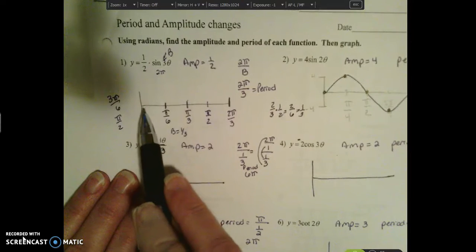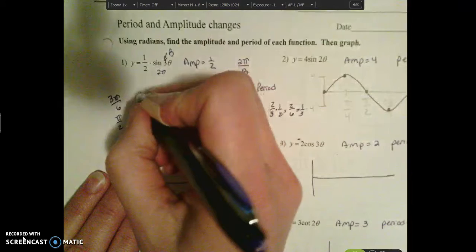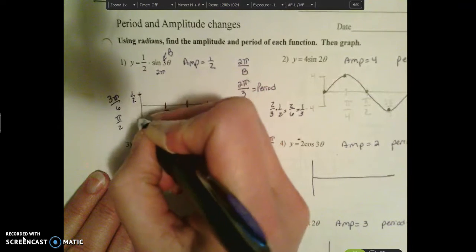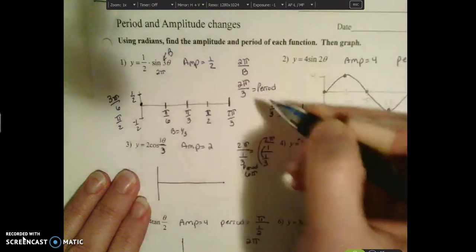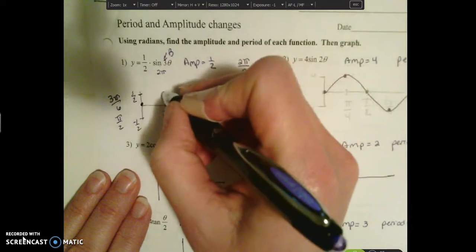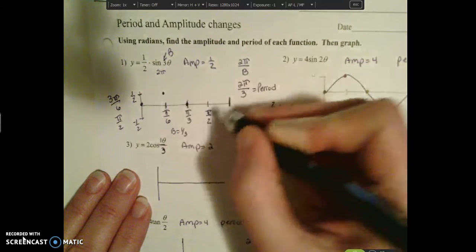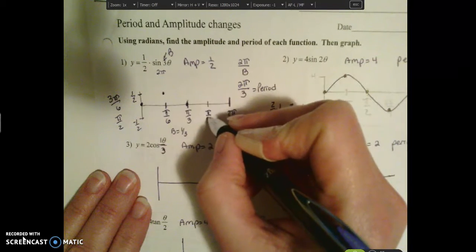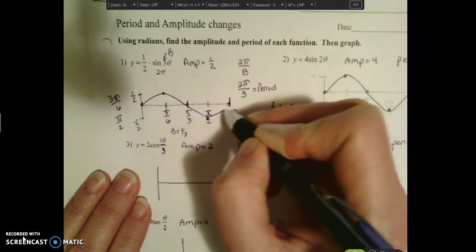Sine curve, starts at 0, goes up and down. So it's going to go up to 1/2 and down to -1/2 in this case. So it's going to start at 0, go up to 1/2, back down to 0, down to -1/2, and back up. And so there's our sine curve.